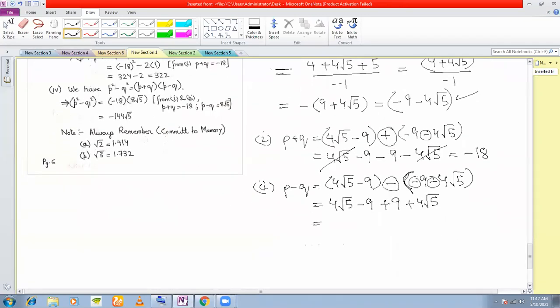So what happens here? Plus 9 minus 9 cancels. So you get 4 root 5 plus 4 root 5. So root 5 times 4 plus 4, which is 8 root 5. This was the second part.